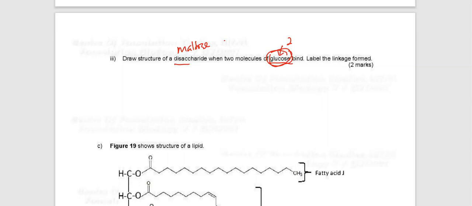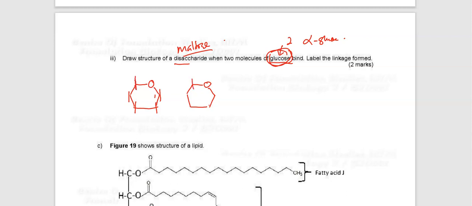So glucose is a 6 carbon sugar. In this case, the oxygen, and then you have the structure of the 5 carbon ring, and then another glucose. Because maltose consists of glucose, it is of type alpha glucose. So at carbon number 1, this is carbon number 2, carbon number 3, number 4, number 5, and number 6.